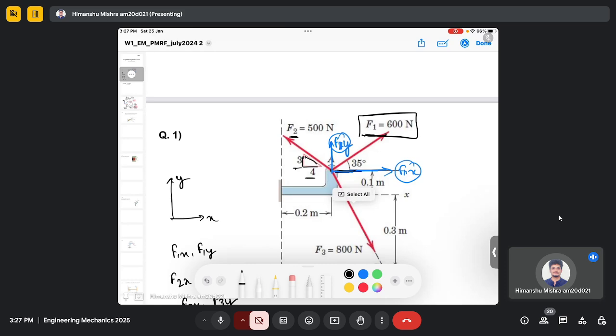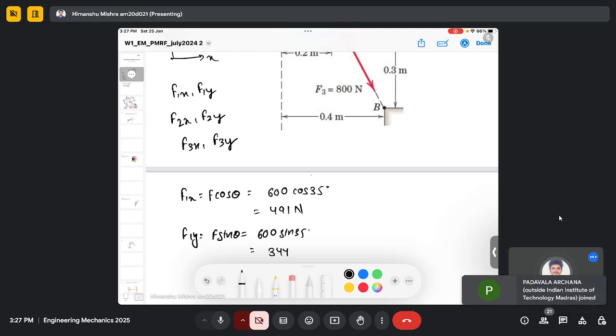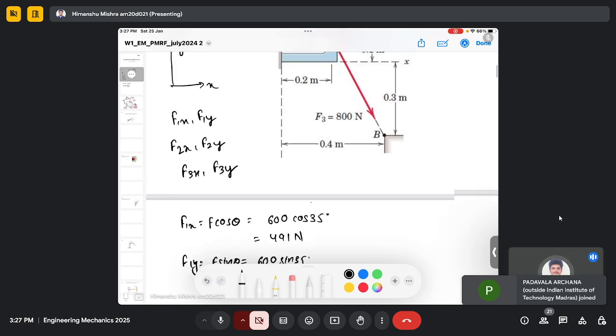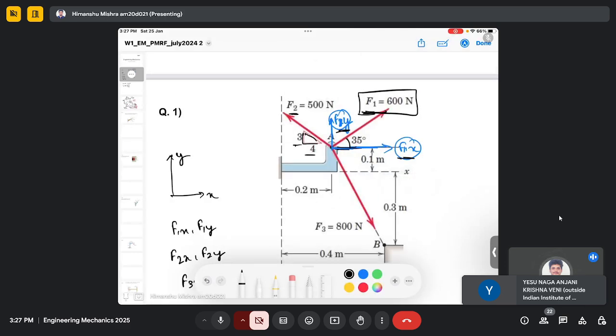And similarly, we can calculate F1y. Given an angle theta, which is 35 degrees, my F1y will be F sine theta equals 600 sine 35. So it will be 344 Newton. So this is pretty much straightforward. We have calculated the components of F1, which is F1x along the x-axis and F1y along the y-axis.